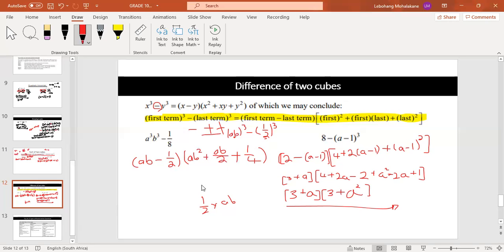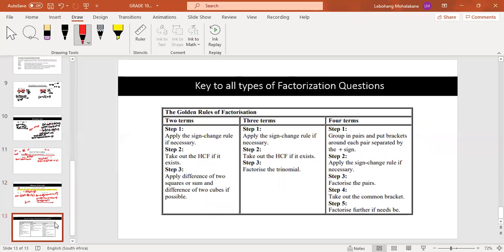So in order for you to understand concepts and attempt questions of factorization, these are the steps that they call the golden rules of factorization. This was extracted from the Mind Action series. So applying the sign change rule, do you see that this element is very important? This element is very important if you have 2 terms, right? Or taking out a common factor if it exists, and then difference or sum of 2 cubes where possible.